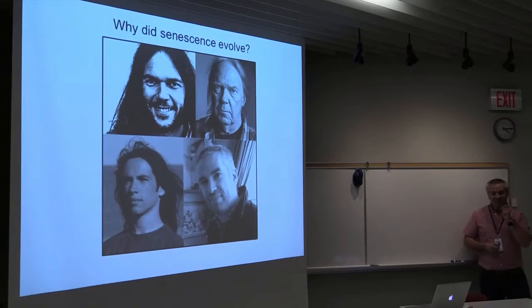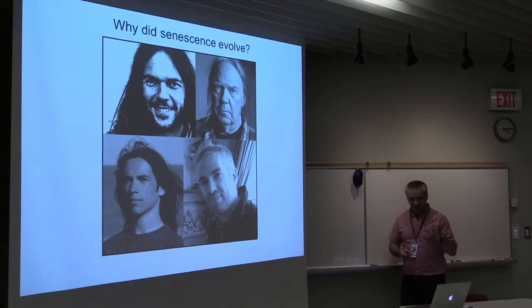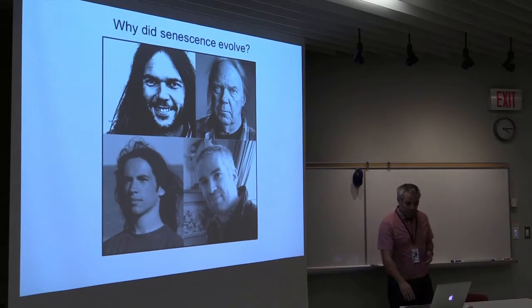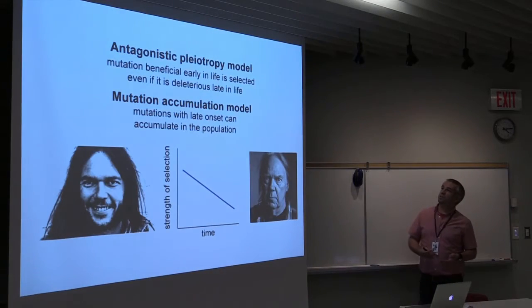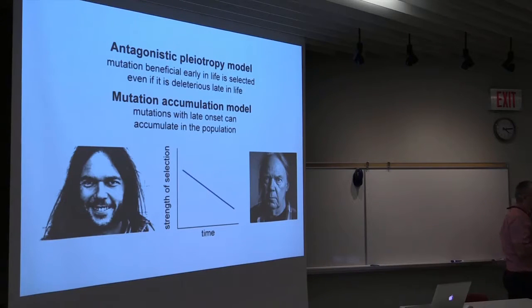So why is selection not favoring organisms that can reproduce and live forever? Well, the evolutionary explanation for this is that there's a trade-off between maintenance and repair of the soma and investment of resources in reproduction.